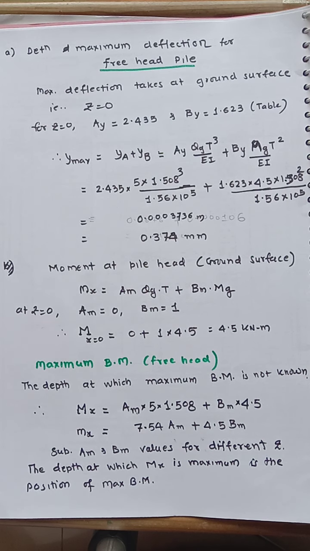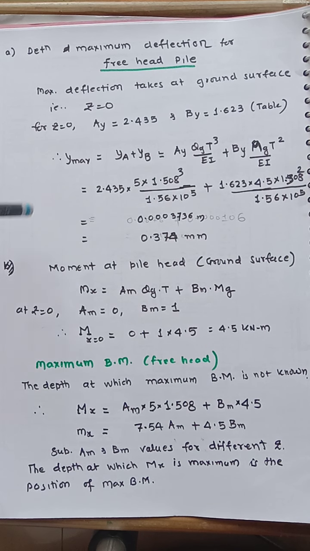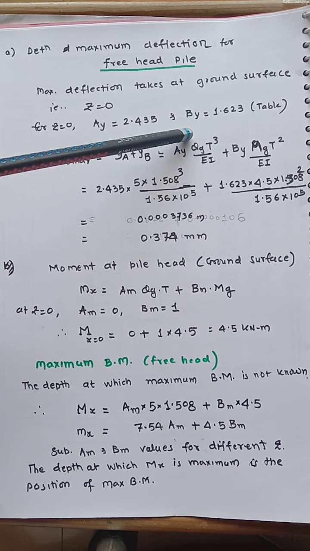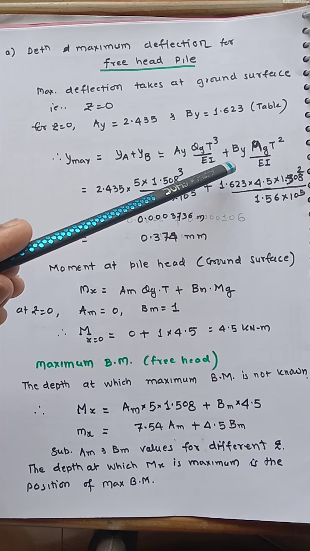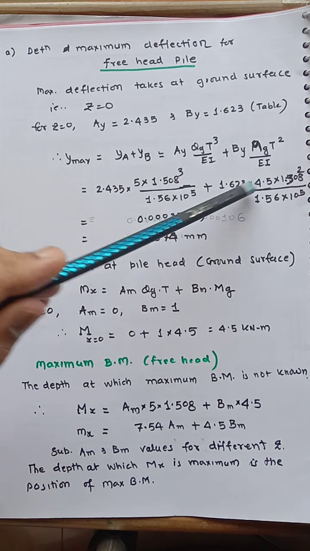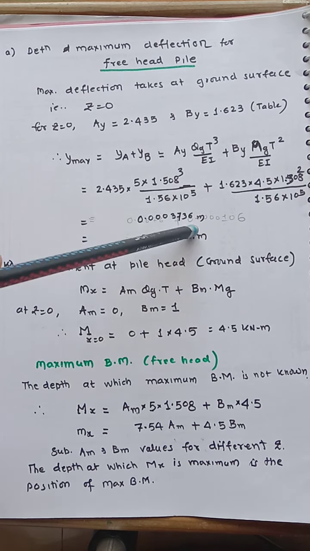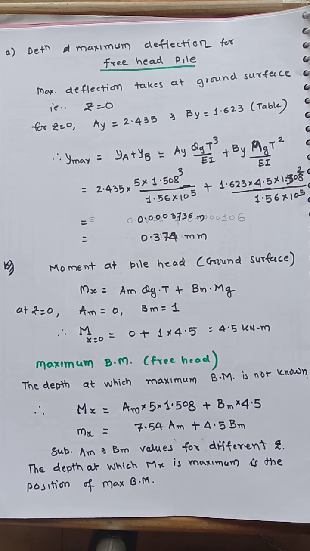When Z is equal to 0, from the table AY is 2.435 and BY is 1.623. So substituting the values for the maximum deflection, YA plus YB. Substituting AY, BY and the QG value, phi is given and moment is also given. It is a free head case, so the moment is 4.5 divided by these EI values. Converting to mm, we get 0.374, a very negligible maximum deflection.